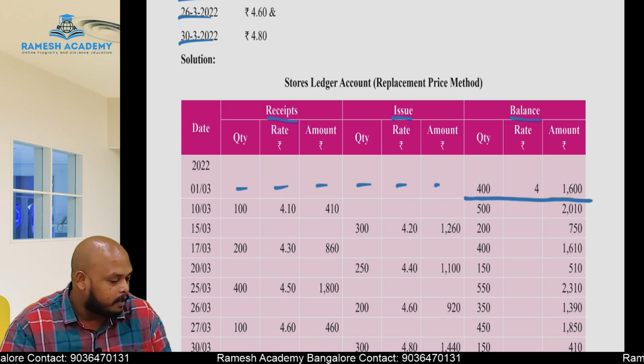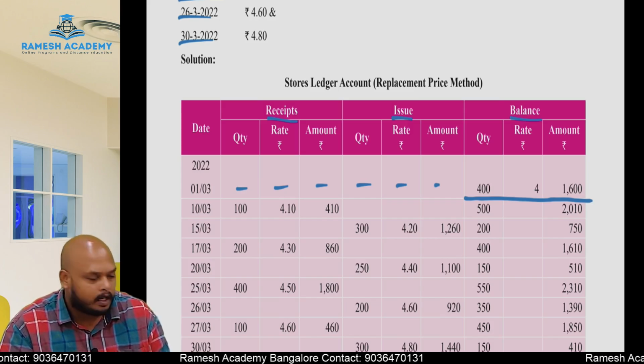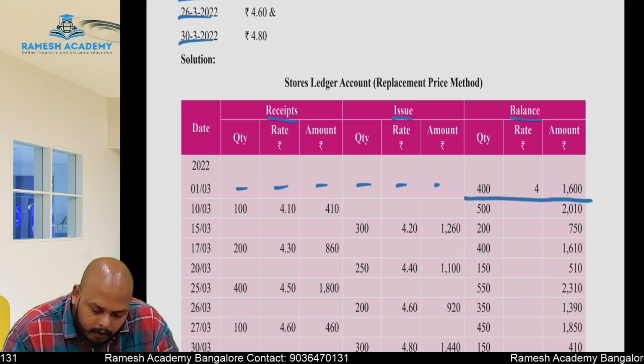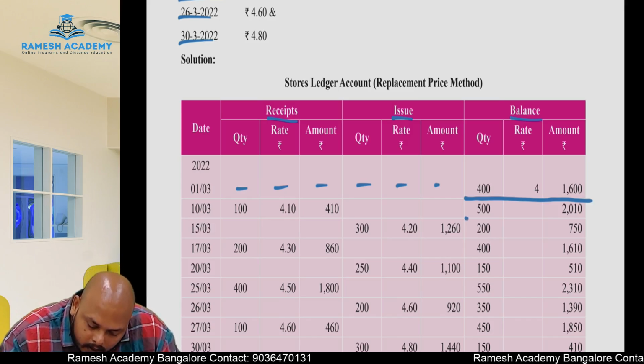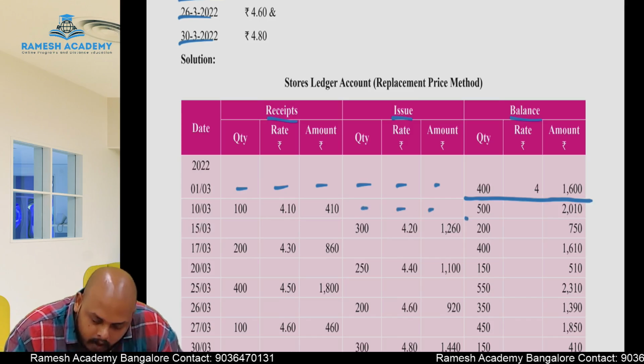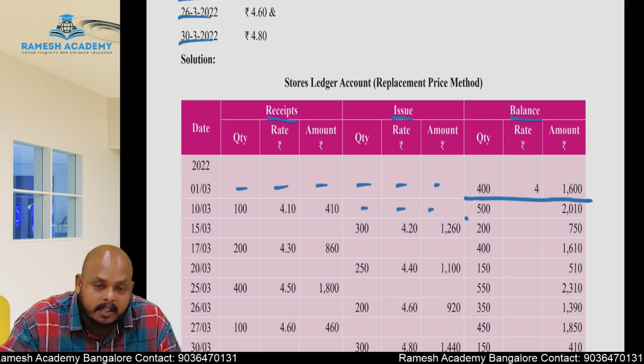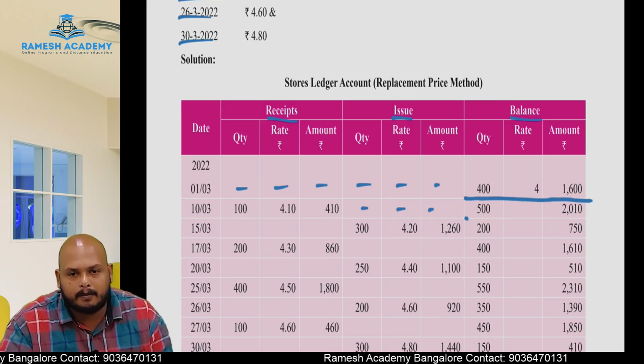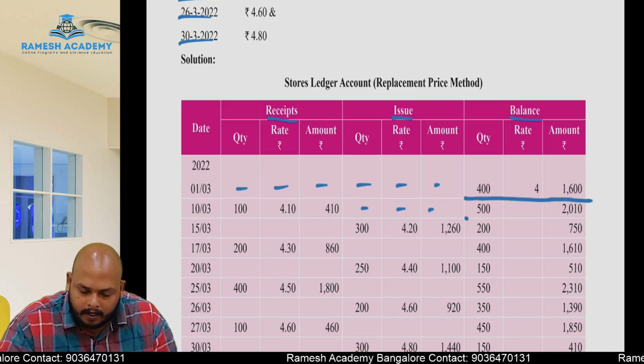On 10th March 2022 we received 100 units at the rate of 4.1, so 100 units, 4.1, 410. Directly we write that in receipts; the issue column is nil. 400 plus 100, total is 500. We need not maintain a price column here because we are taking the replacement price for issues anyway.